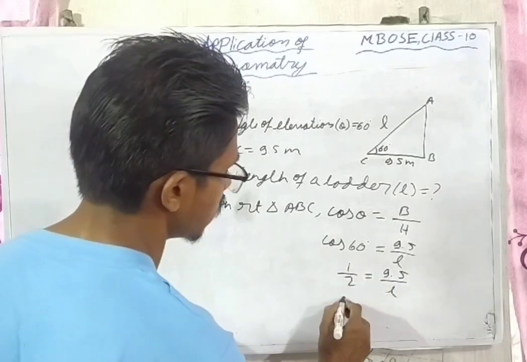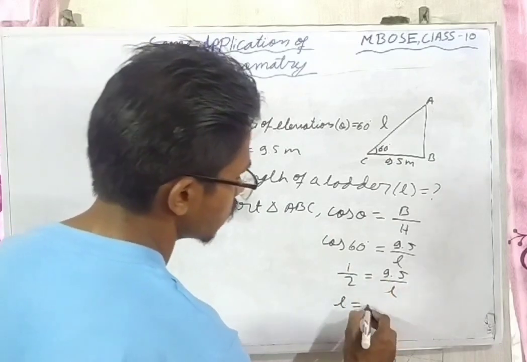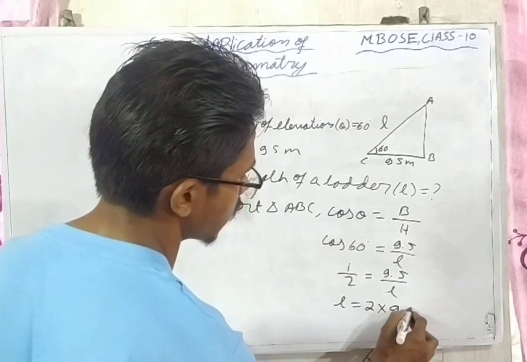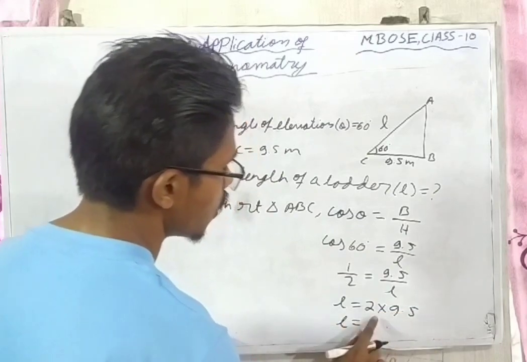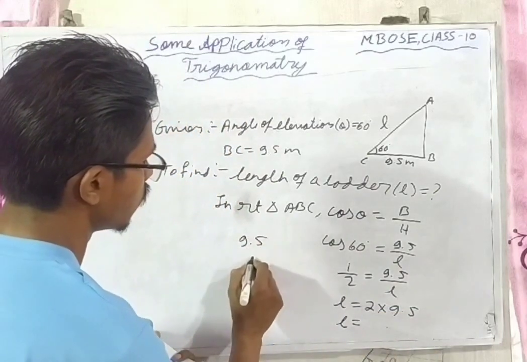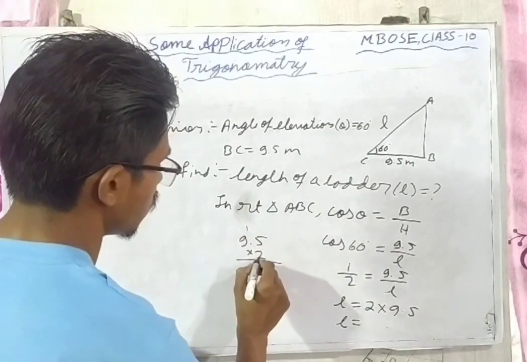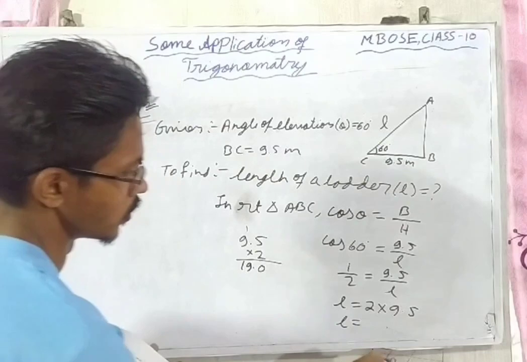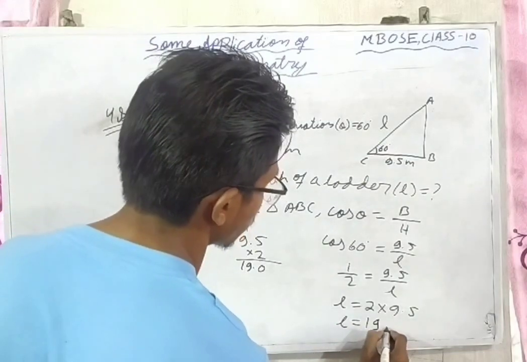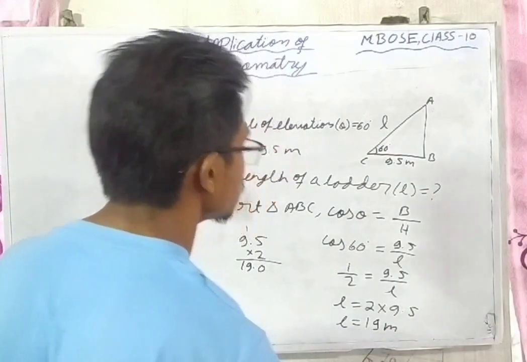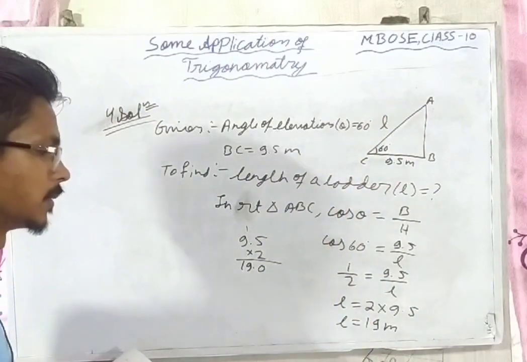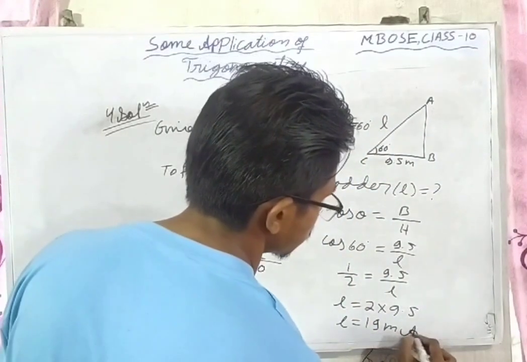L into 1 will be L only. 2 into 9.5, if I multiply 2 into 9.5, then what will I get? 2 fives are 10, 1 gets carried, 2 nines are 18, plus 1 is 19, 19.0. So here I can write 19 only. 19 meters is the length of the ladder. So this is the answer.